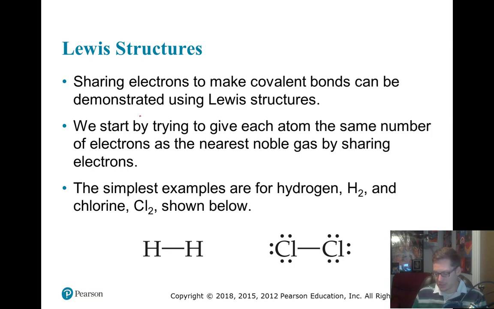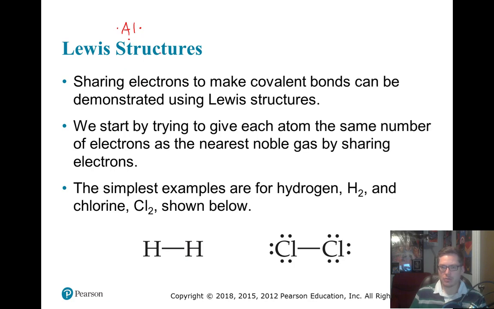Last time we also talked about Lewis symbols. Remember, they were just the symbol of the element with as many dots as valence electrons. Aluminum has 3 valence electrons, so it had 3 dots around it. We put up to 4 around it, and then we pair them up after we get past 4, and so on and so forth.